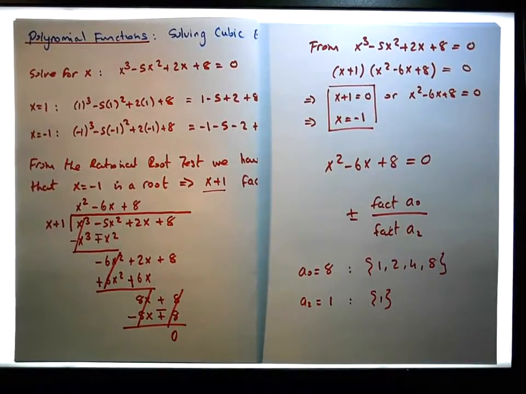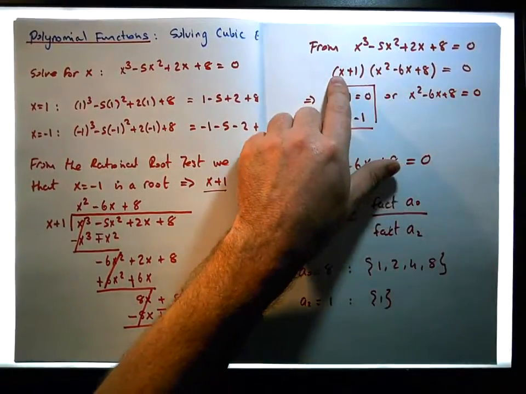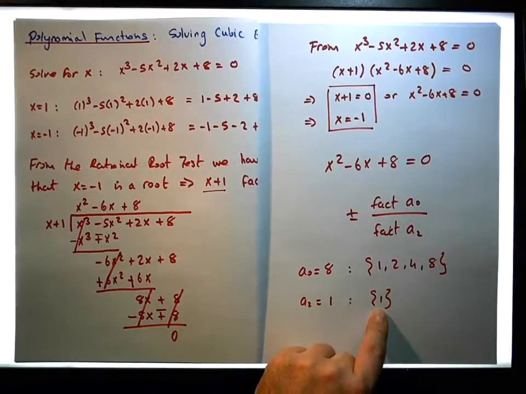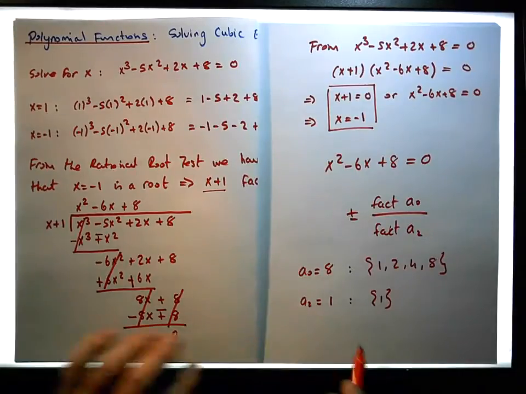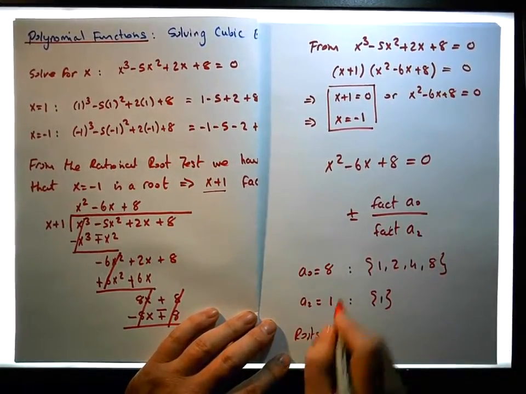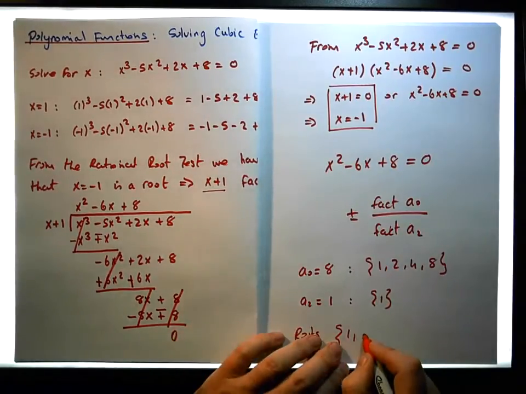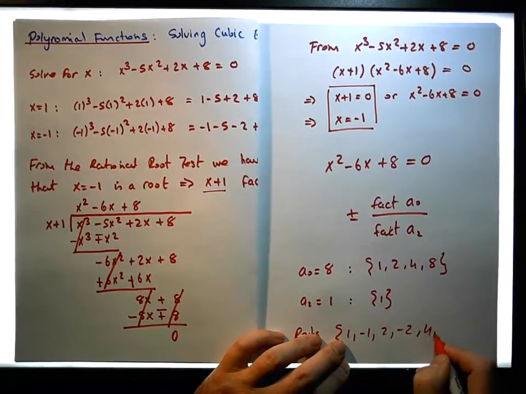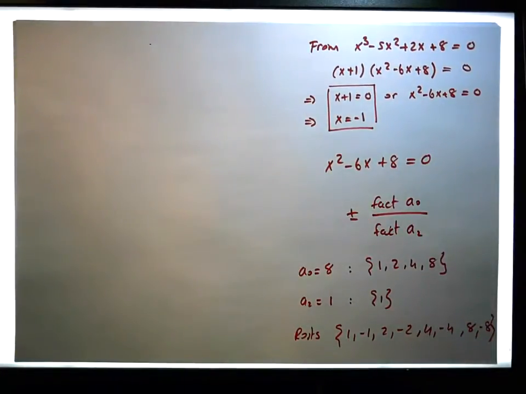Let's just keep in mind that we've already found a factor of this. All the possible roots are these numbers over this number. So 1 over 1, 2 over 1, 4 over 1, and 8 over 1. Actually, plus or minus them. So once again, the possible roots of this particular quadratic are 1, minus 1, 2, minus 2, because it's plus or minus them, 4, minus 4, 8, minus 8.